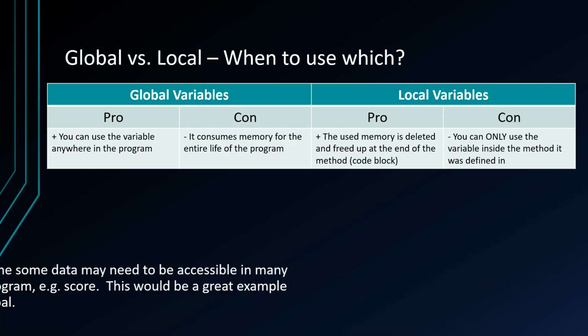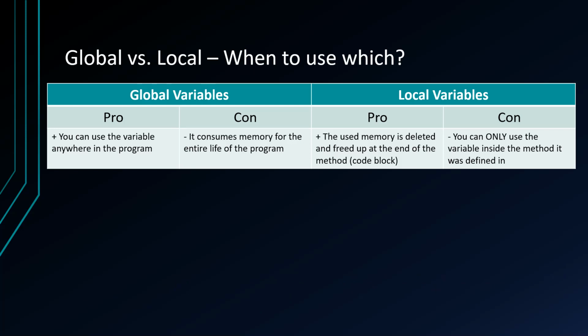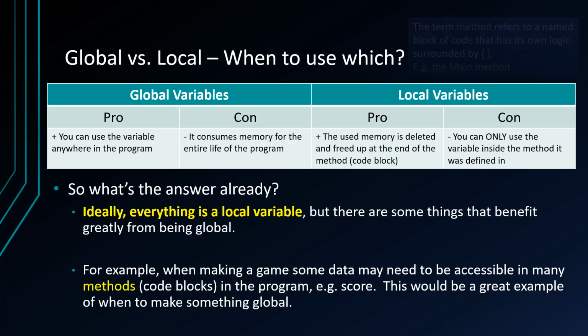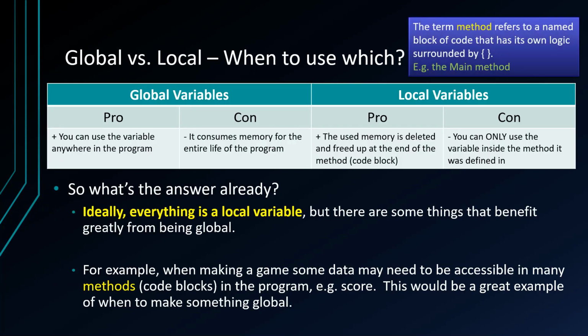So before I jumped ahead of myself here, I got all my things out of order. So what's the answer already? When do we actually use which? Ideally, everything you create is a local variable. Everything. But there are some things that benefit greatly from being global.